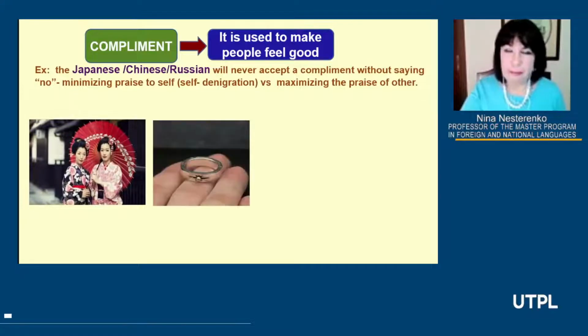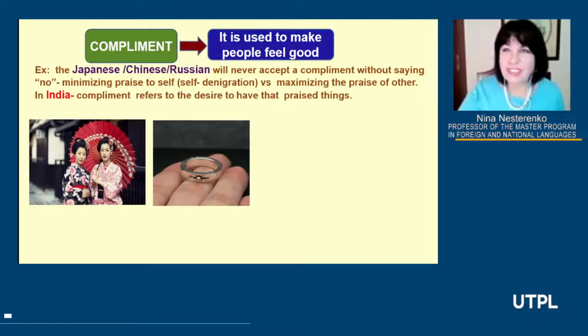People react differently. And the next thing, if someone says, oh, you have a nice ring, to someone who is from India, the person from India will give this thing to you. This person will interpret this as your desire to possess that thing. So be careful when giving compliments to someone from India, because it will be interpreted differently.